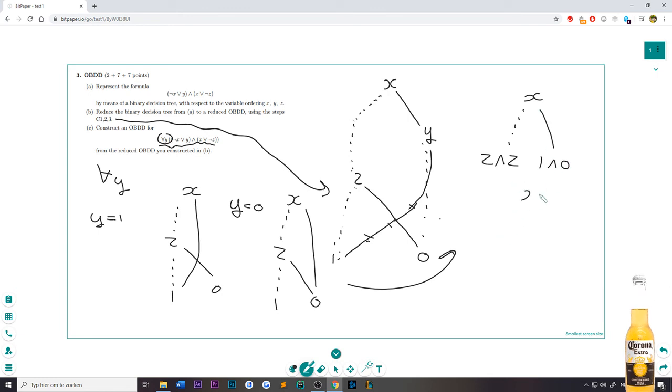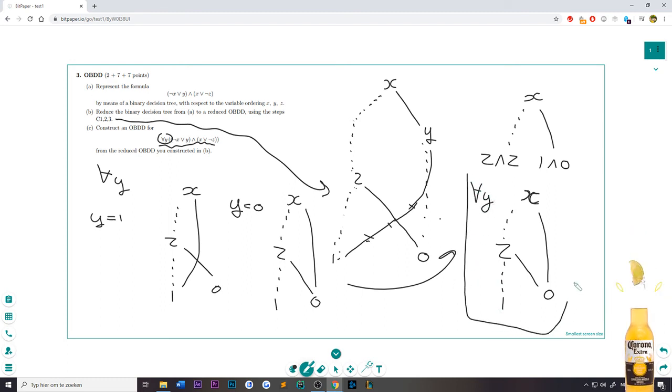So what does this mean? Well, we have a z here, and we have a 0 here, and we know that z, if it's true, goes to 0, and if it is false, it goes to 1. And so this is the tree for all y, the reduced OBDD.